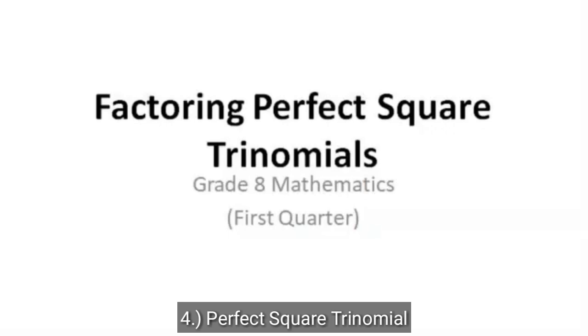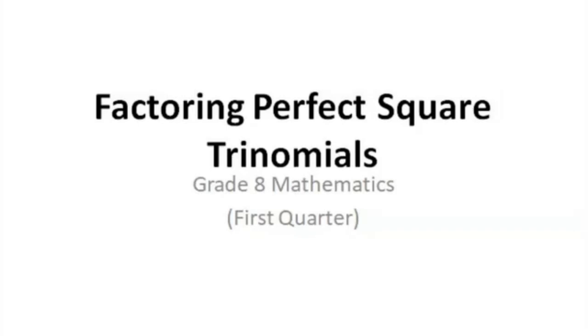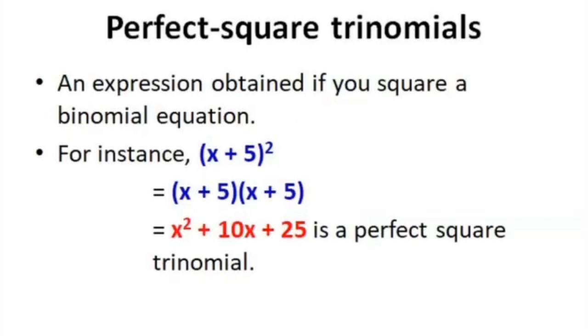Factoring perfect square trinomials. This is for the grade 8 mathematics, first quarter. So let's define first what is a perfect square trinomial. A perfect square trinomial is an expression obtained if you square a binomial. For example, we have this one, a binomial, quantity x plus 5 square. If we expand this one, the result is a perfect square trinomial.